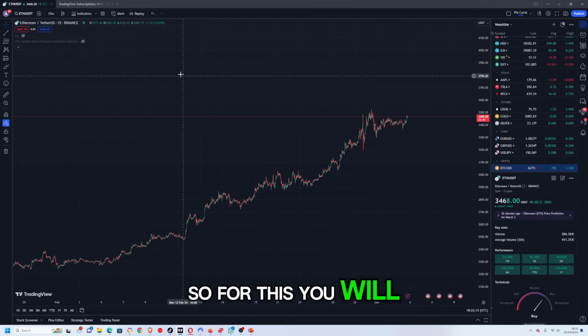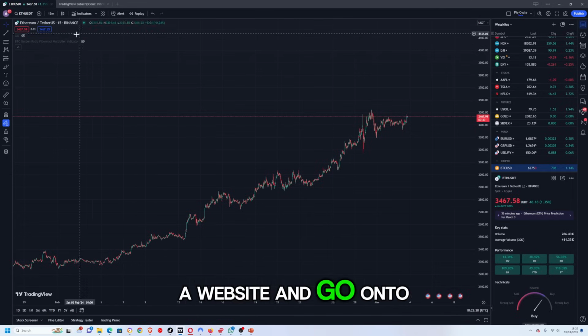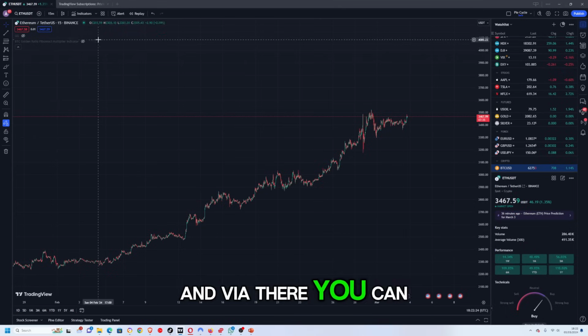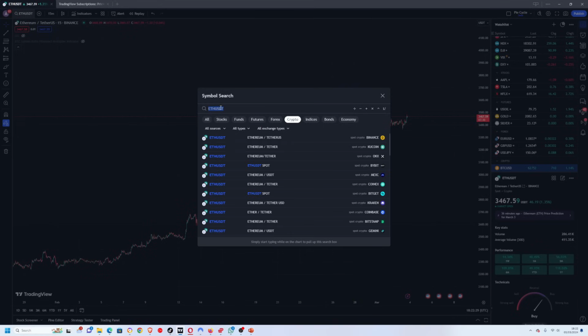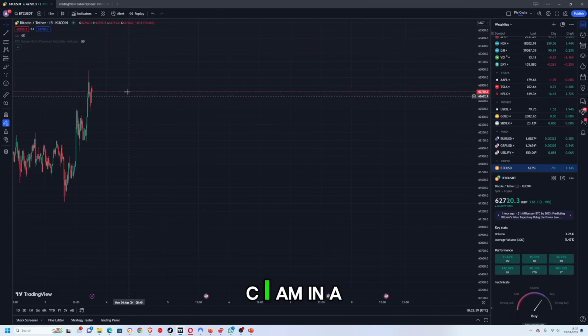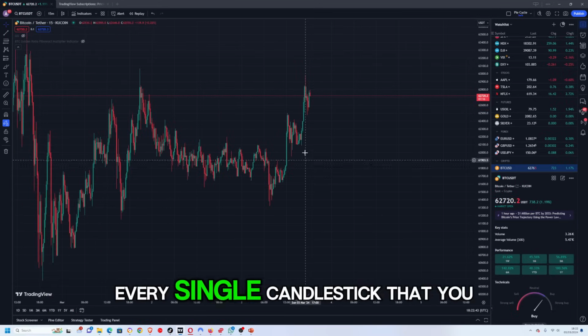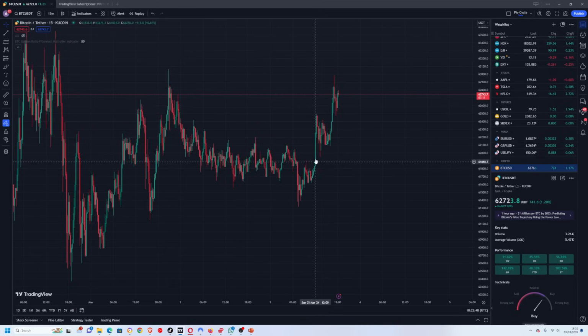So for this you will have to come on to TradingView. If you go onto a website and go onto tradingview.com, via there you can search for any ticker symbol. So here I'm going to search for BTC USDT. Okay, and when I go into BTC I am in a 15-minute chart, which means every single candlestick that you see here represents 15 minutes of price.